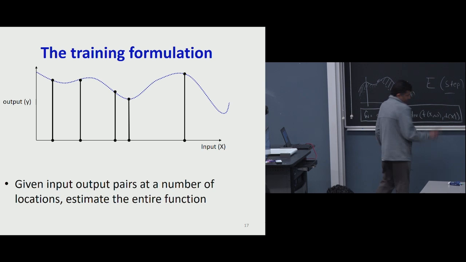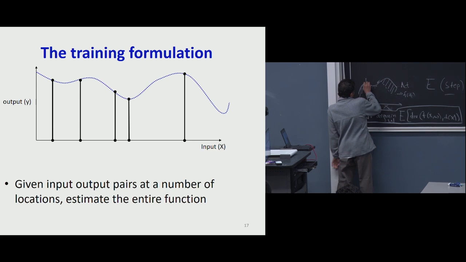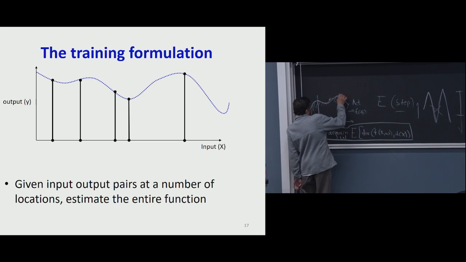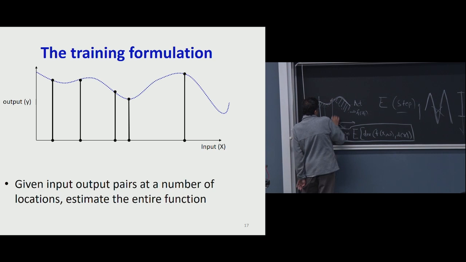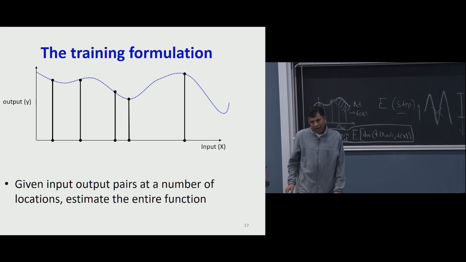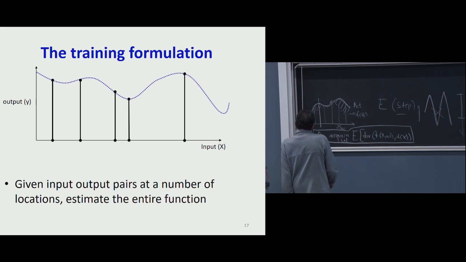Here was a function that we actually wanted to estimate. But you don't have the value of the function everywhere, right? So what we did was take samples of input-output pairs at various locations. And we tried to compute a function that would fit these samples.